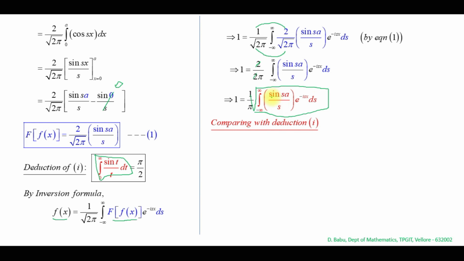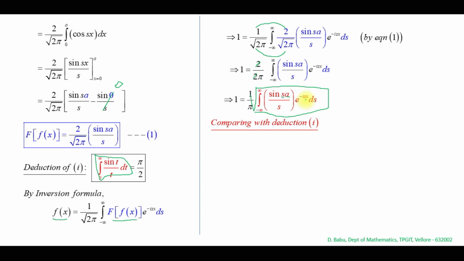Here the numerator is sin sa, and here the numerator is sin t. So substitute s equal to t and a equal to 1, and we get sin t by t. Next we remove this term. So how to remove this term?